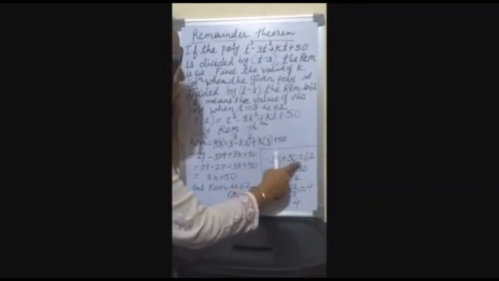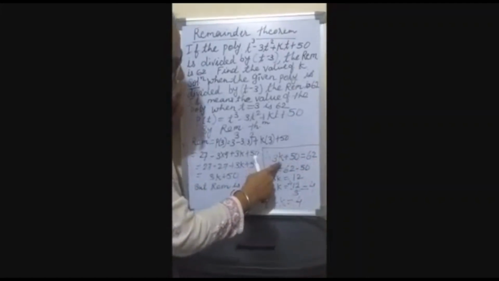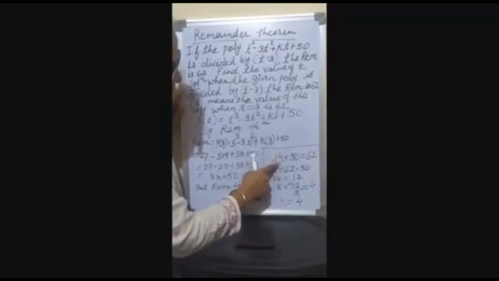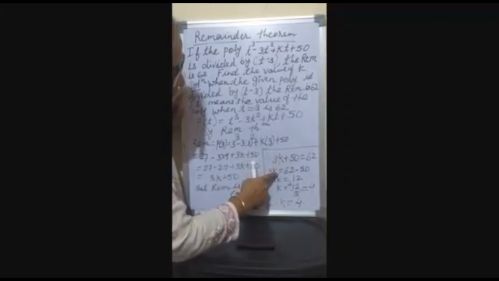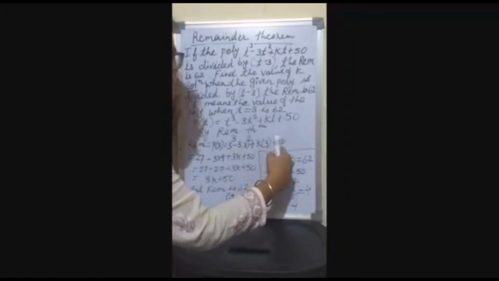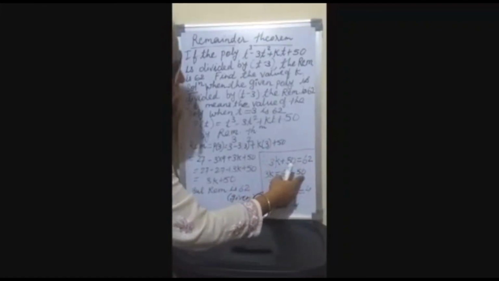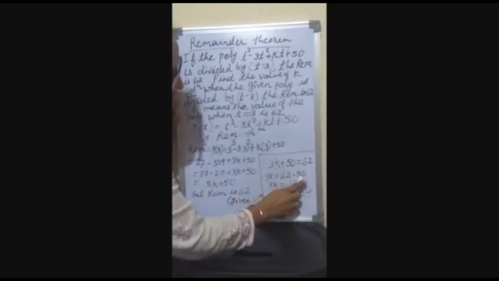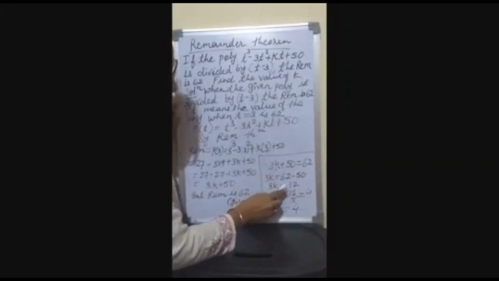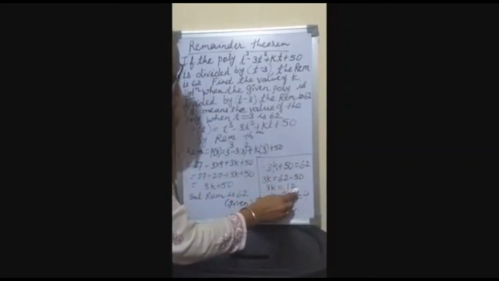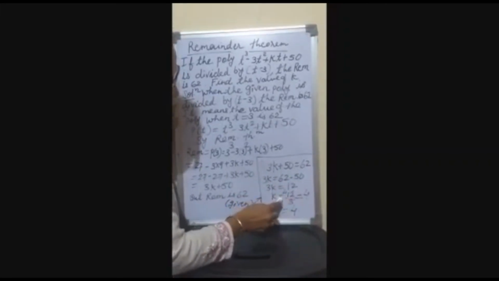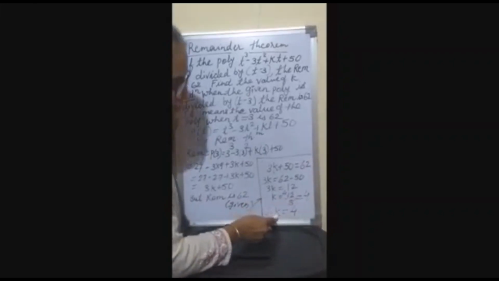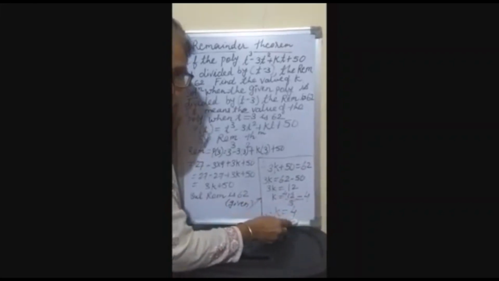And simplifying is very easy. You can see this is a linear equation in one variable, and the variable here is k. So you have to transpose: the variable you keep on one side and the remaining terms you transpose to the other side. So 3k is equal to 62 minus 50, which is equal to 12. Therefore k is equal to 12 by 3, equals 4. Therefore the value of k is equal to 4. Okay.